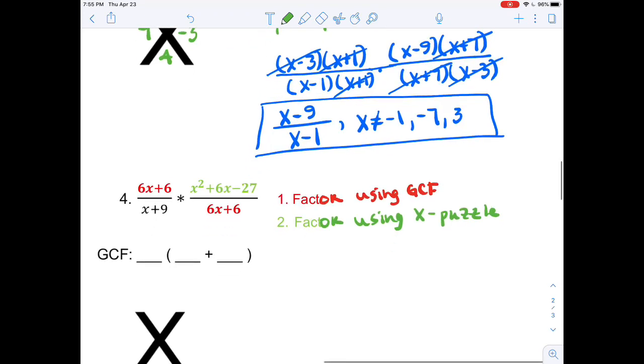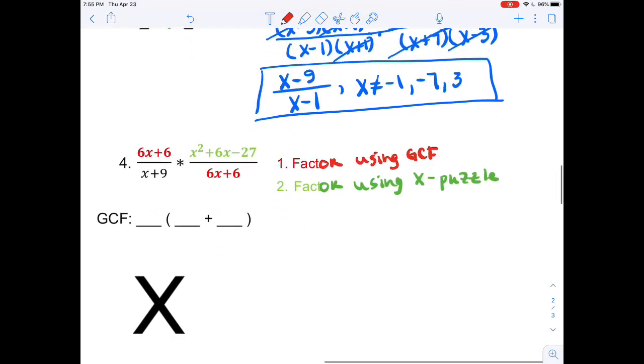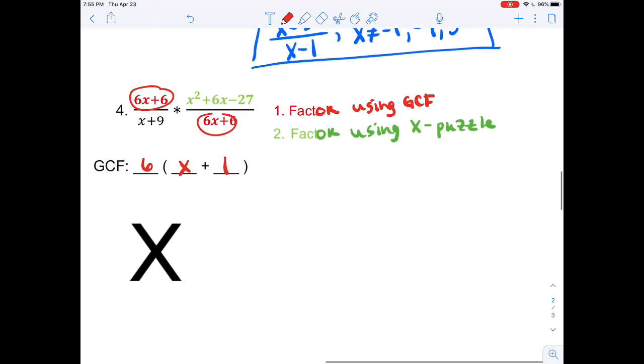Okay. If we look at the red, we're going to factor using a GCF, 6x plus 6. I see that I can factor a 6 out of each of those. When I divide both of those terms by 6, I get x plus 1. Notice that this denominator and this numerator are the same thing, so that applies for that one too. So now my x plus 9 on the bottom is already just a plain factor. But this next numerator, x squared plus 6x minus 27, does need to be factored using an X puzzle.